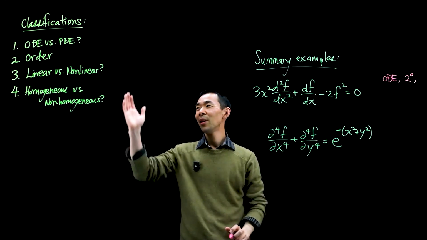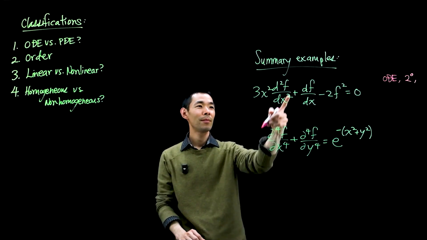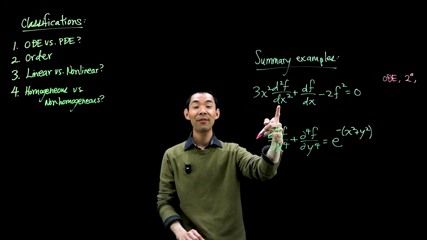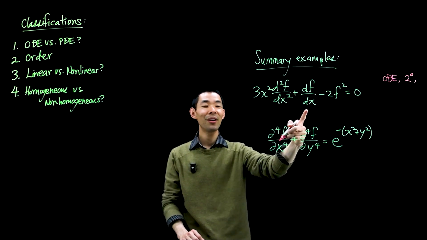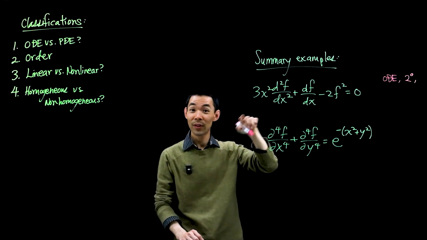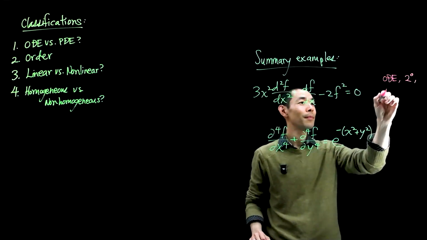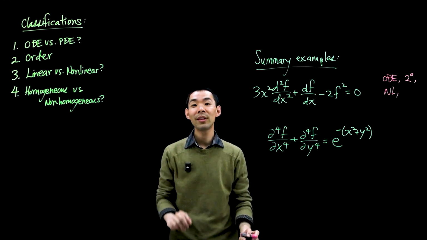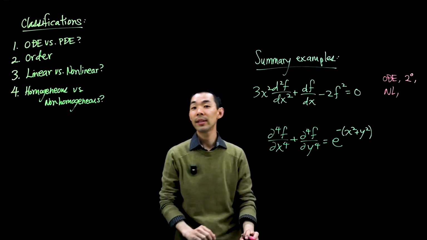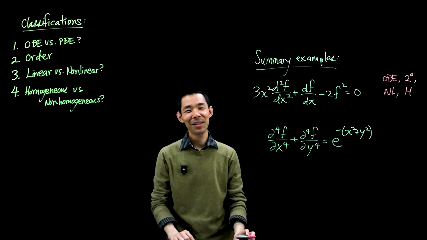Next question, linear versus nonlinear. First term, it's linear. It only appears as the second derivative of f. Second term, also linear. Third term, f squared. That's a quadratic. It's curved. It's not linear. Therefore, it's a nonlinear differential equation. And finally, the fourth question, homogeneous versus non-homogeneous. You set f equal to 0, 0 plus 0 plus 0 is equal to 0. Therefore, it's homogeneous. Okay, easy peasy.